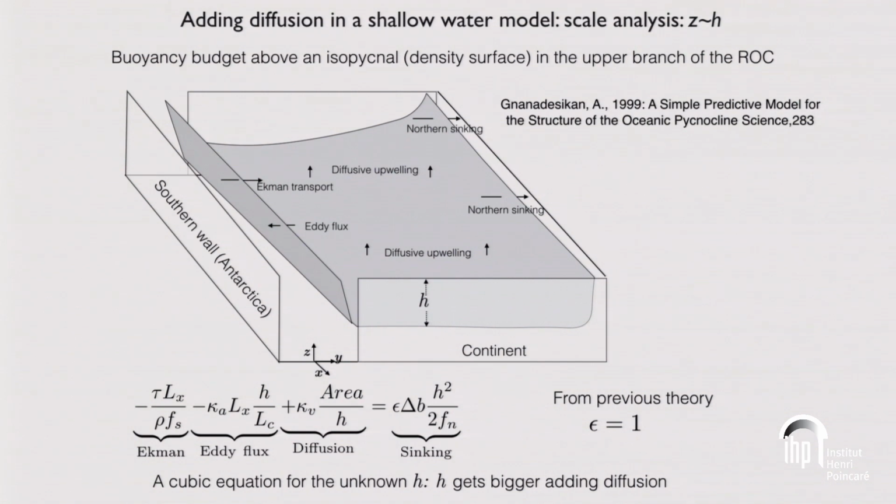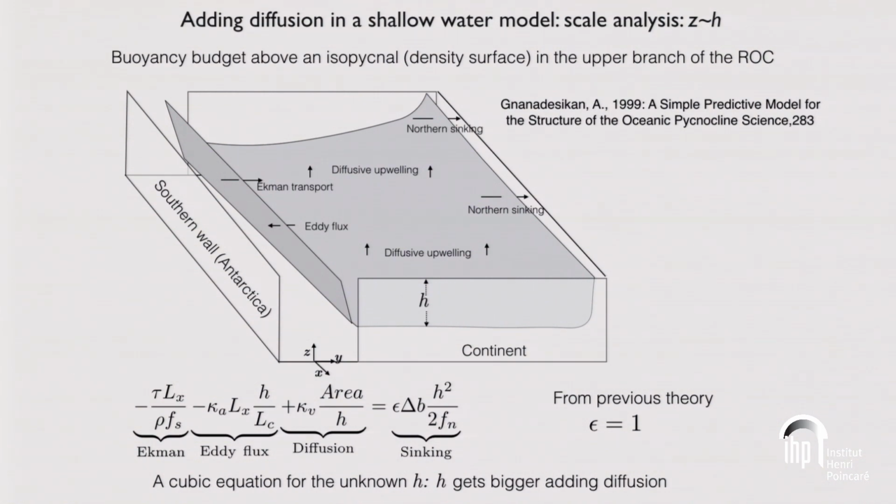So what matters is the wind in the southern hemisphere. This is the Coriolis parameter in the southern hemisphere. The eddy diffusivity, the slope, the area, the diffusivity. This is the diapycnal diffusivity. This epsilon is equal to 1. This is the buoyancy difference between this layer and the rest of the ocean. And notice that both the northern Coriolis parameter, positive, and the southern hemisphere Coriolis parameter, negative, enter this, okay? And the unknown here is H, the depth.